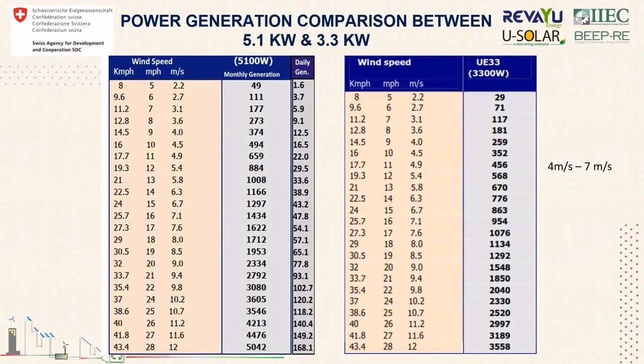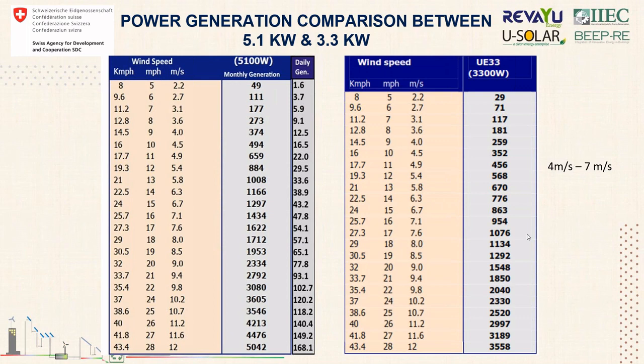So if we compare a power curve of 5.1 kilowatt and 3.3 kilowatt, then between 4.5 meter per second and 7.6 meter per second wind speeds, you can see there is a substantial difference between the generation that these two models give. This is a 5.1 kilowatt model and this is a 3.3 kilowatt model.